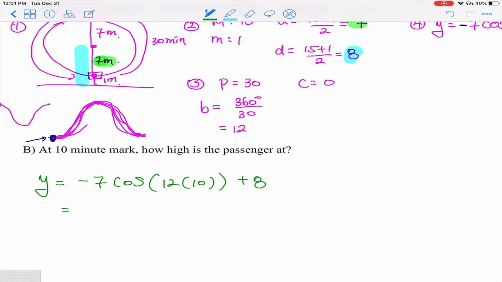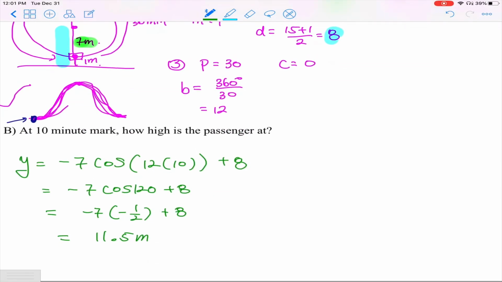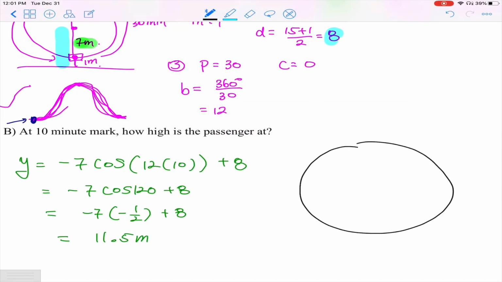And when we calculate this, negative 7 cosine 120 plus 8, that gives me negative 7 times negative 1/2 plus 8. And therefore I get 11.5 meters. And it does kind of make sense, because when you draw the wheel, it takes half an hour to make a full revolution. So 15 minutes is the max, and somewhere in the middle is 7.5 minutes.